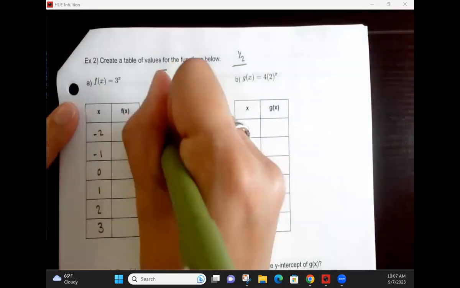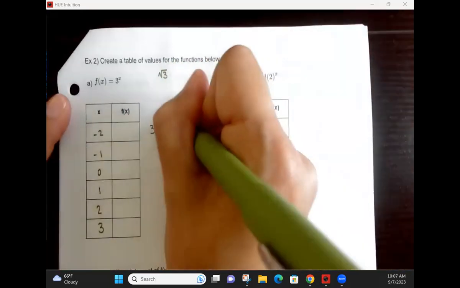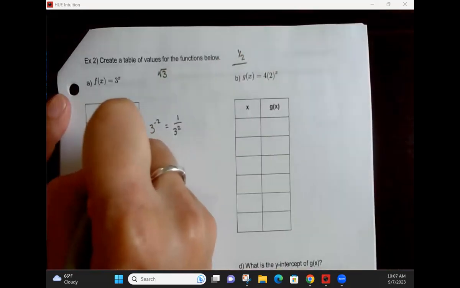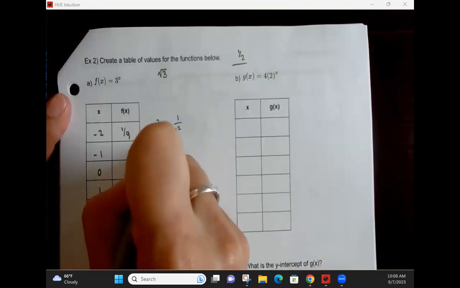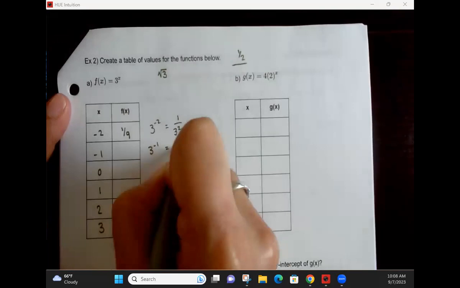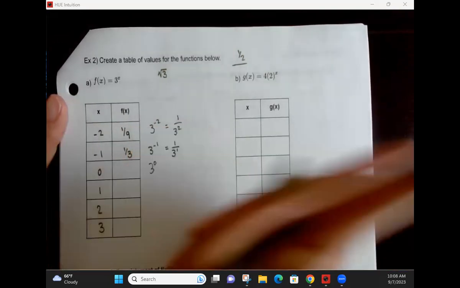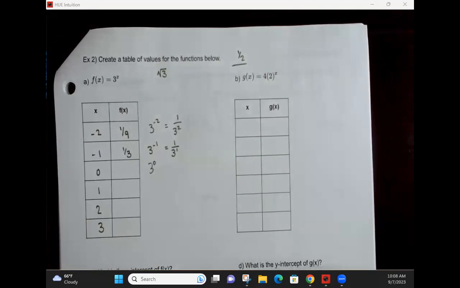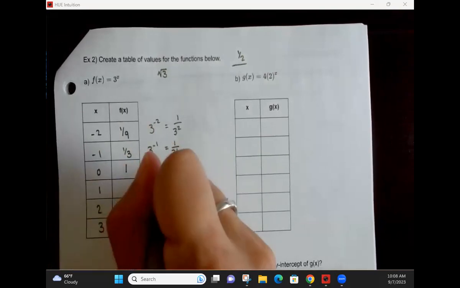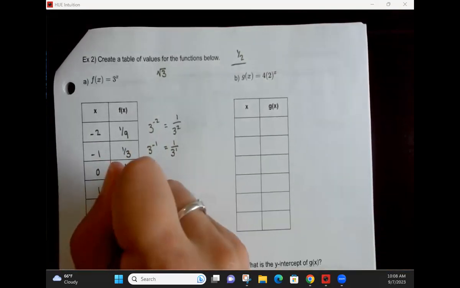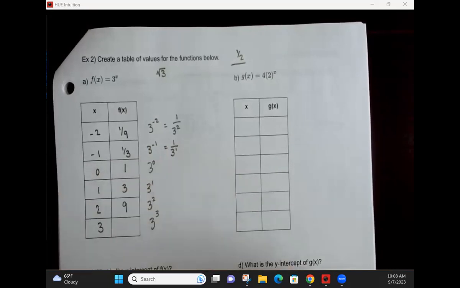So 3 to the negative second means I take the reciprocal, 1 over 3 squared, which would be 1/9. 3 to the negative first means I take the reciprocal. I have 1 over 3 to the first, which is just 1/3. 3 to the 0, what's anything to the 0 power? 1. And then 3 to the first is just 3. Then we've got 3 squared, which is 9. And then we've got 3 cubed, which is 27.